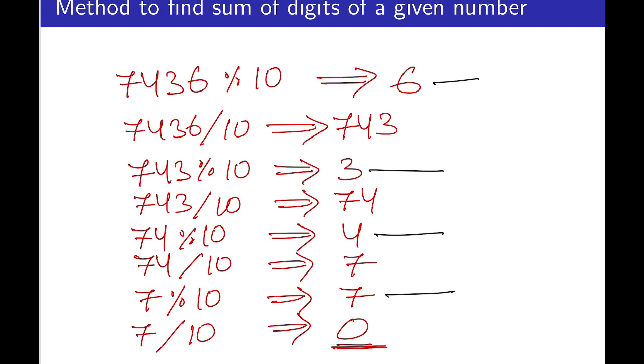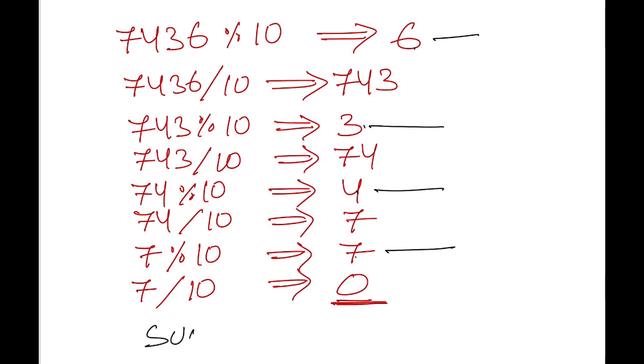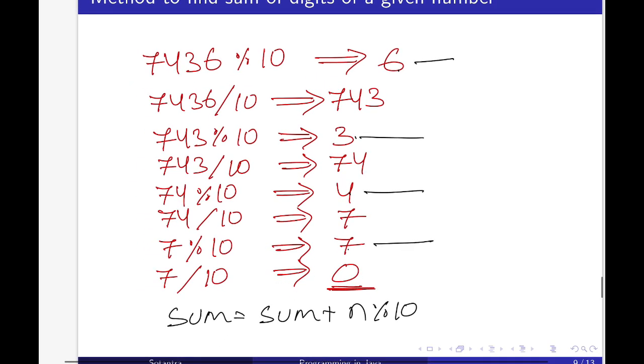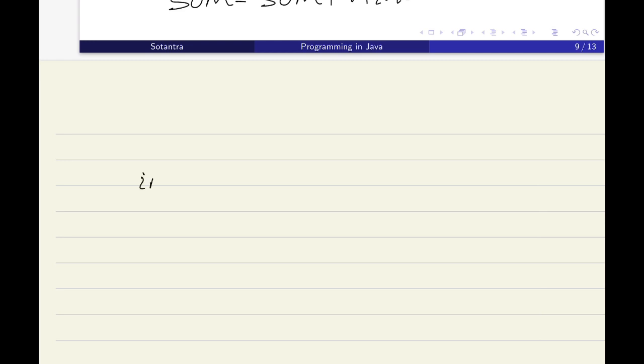So we can add these digits to find the sum. That means we can update the value of sum like this: sum equal to sum plus this number modular division 10. So we can write the program in this way. For that, first we can take the value of sum equal to 0.